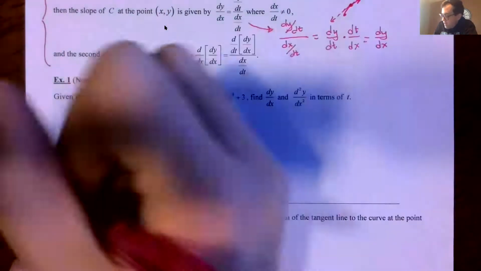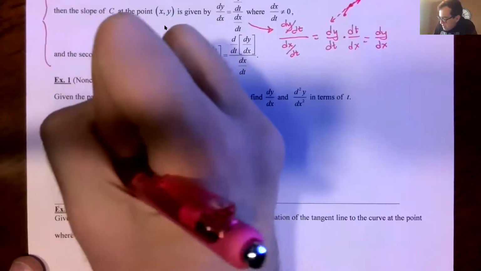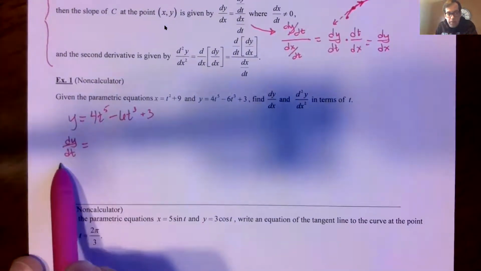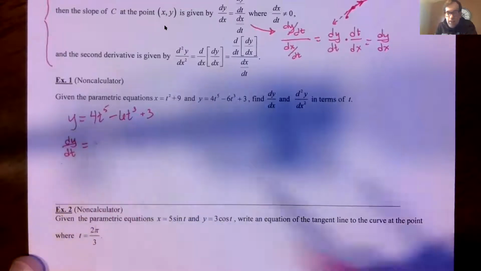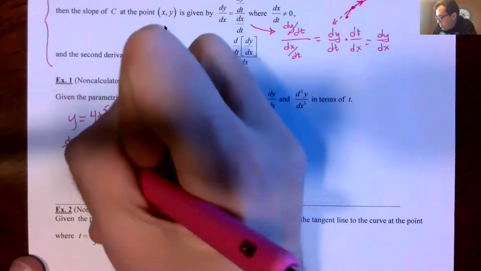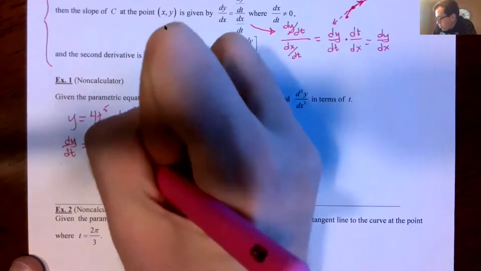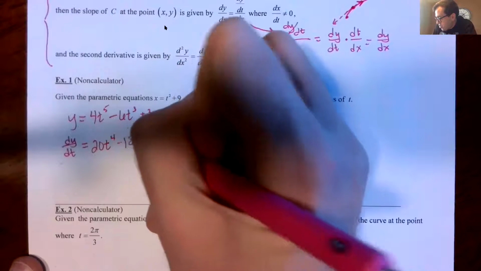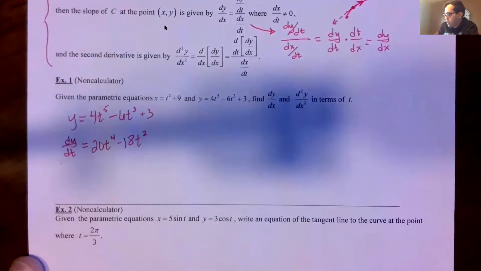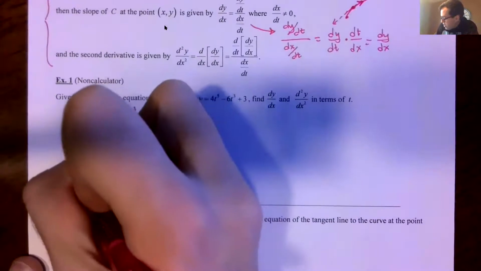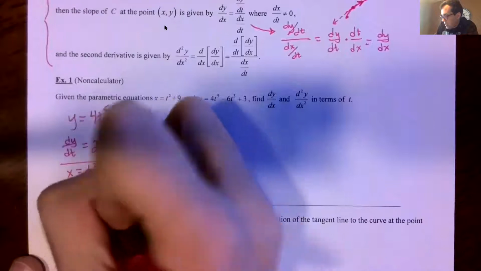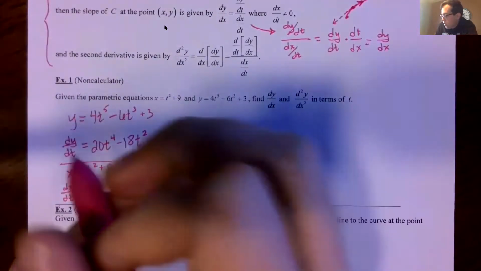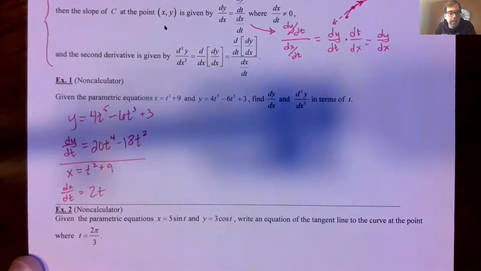So if we wanted to define dy dt, remember what that notation means. It means that we're taking the derivative of y in terms of t. So we're going to do this the normal way that we find a derivative. It's going to be 20t to the 4th minus 18t squared plus 0. Okay, so that's our dy dt. If we have x equals t squared plus 9 and we're going to find dx dt, we would do that the same way. So this is just going to be 2t.